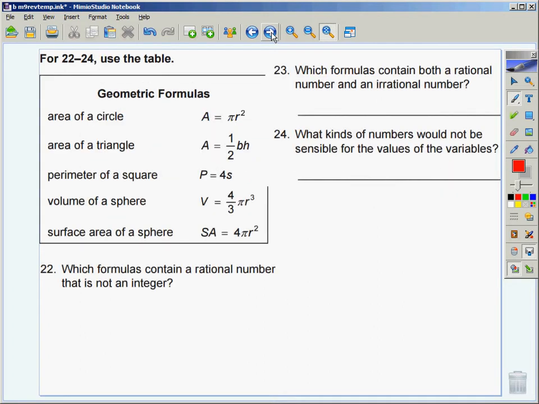Okay, 22 through 24, I said to cross out. Don't worry about these. Just real quick, which formulas contain a rational number that is not an integer? If I were looking at the formulas, I would say 1/2 is a rational number. 4/3 is a rational number, and those aren't integers. So the area of a triangle and the volume of a sphere would answer number 22.